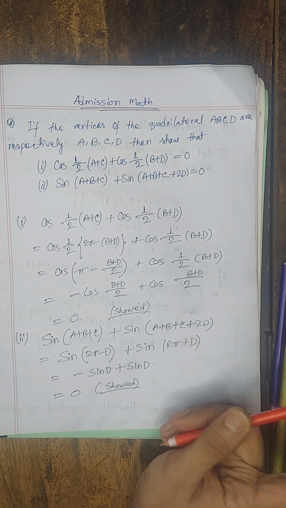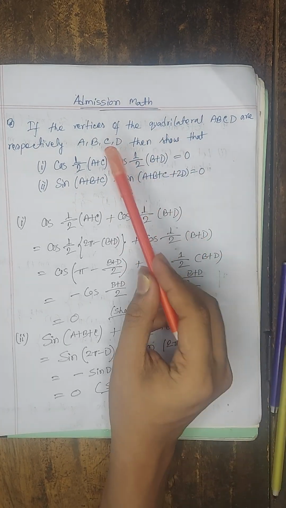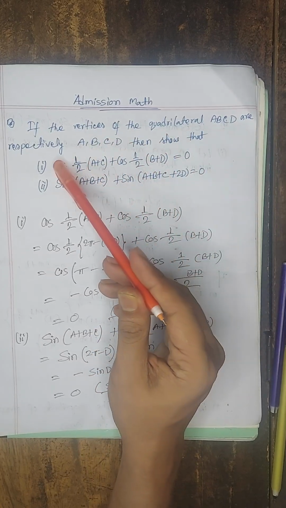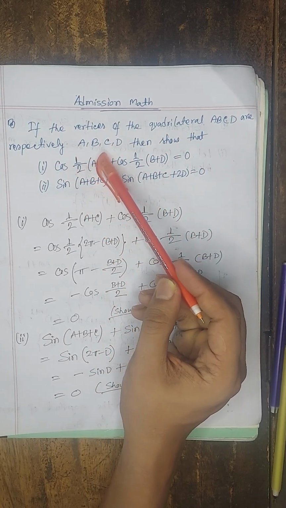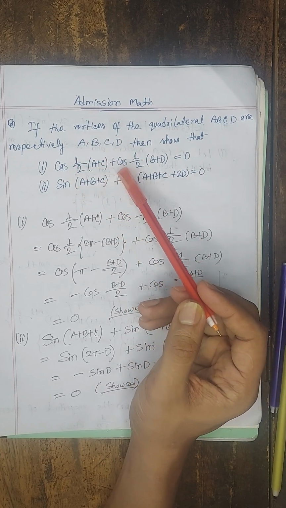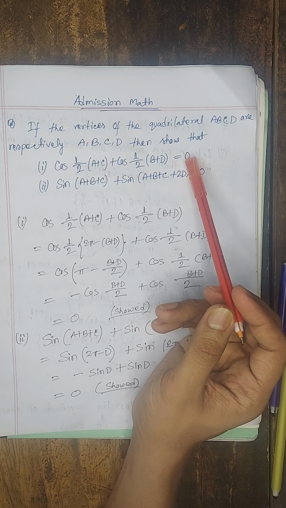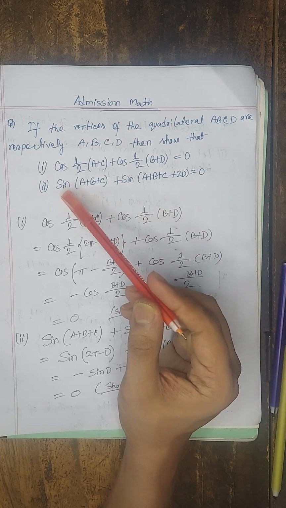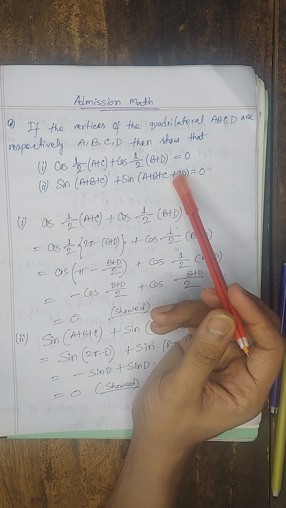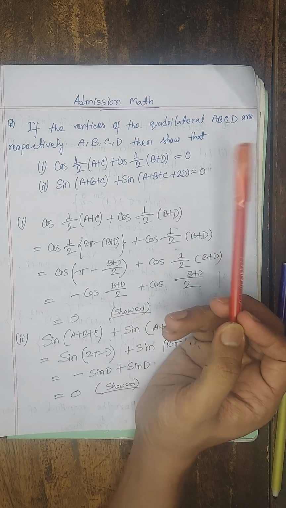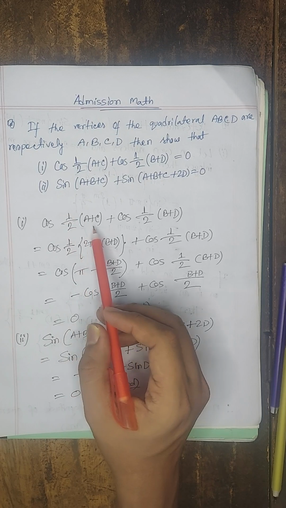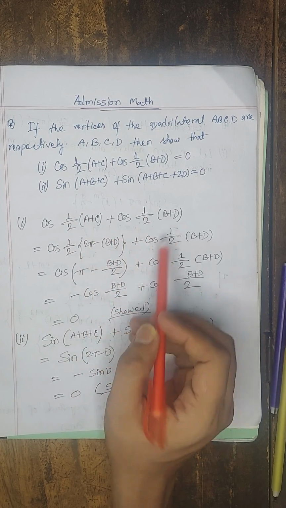Trigonometry. Here, the first problem is: if the angles of the quadrilateral ABCD are respectively A, B, C, D, then we have to show that cos half (A plus C) plus cos half (B plus D) is equal to 0. And the second problem: sin (A plus B plus C) plus sin (A plus B plus C plus twice D) is equal to 0.